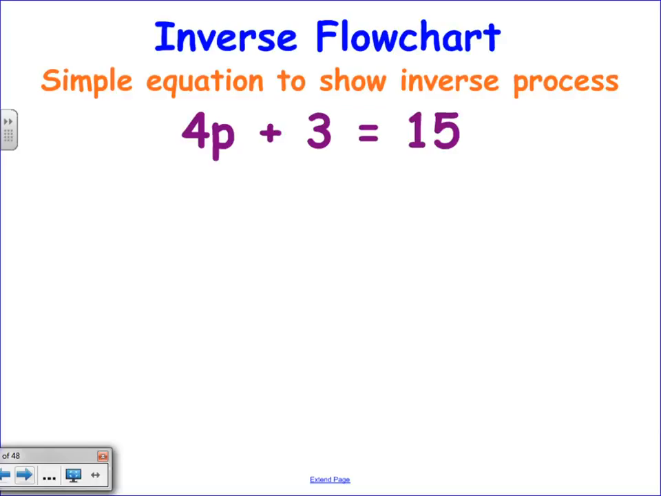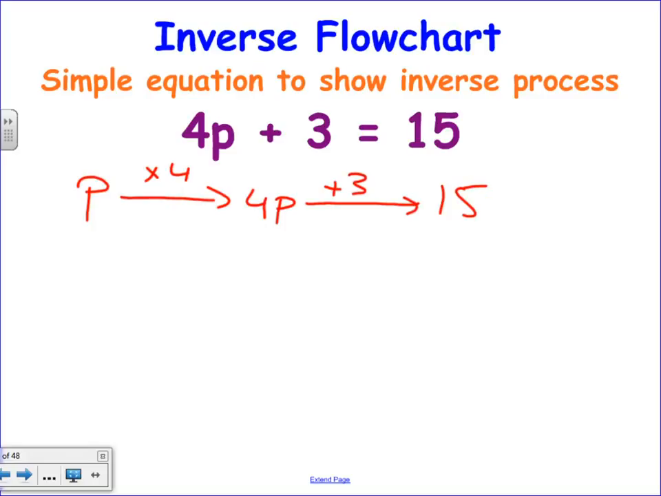Okay? So we're starting off with a variable called P. And you've got flowcharts, so you show some kind of flow in a direction. So what's the first thing BIDMAS is telling me that I'm doing with P? Times 4. Times by 4, yeah? So the first thing I've done to P is multiplied it by 4, and that gives me 4P. And what's the next thing I do to it? I add 3, and the outcome of that is the number 15, yeah? So when I have P and I multiply it by 4 and I add 3, I get 15.